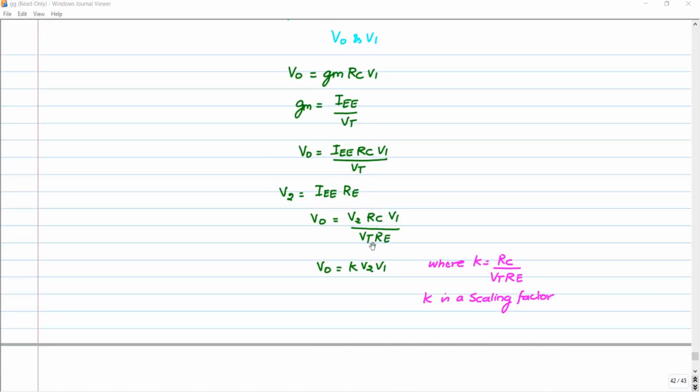I am going to take this whole term as K, so K is equal to RC divided by Vt RE. My K is a scaling factor. So V0, my output voltage, is equal to K into V2 into V1.